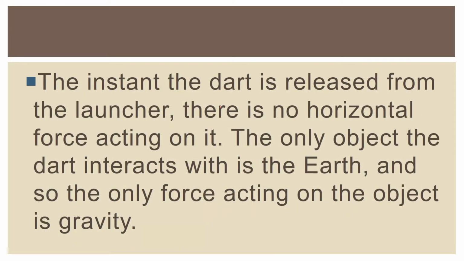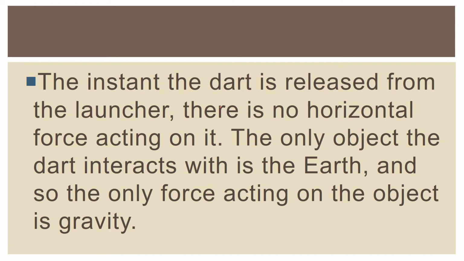The answer I wrote here is the instant the dart is released from the launcher, there is no horizontal force acting on it. The only object the dart interacts with is the Earth. And so the only force acting on the object is gravity. That's it. When a projectile is airborne and it is not actually touching any objects, the only thing it is interacting with is the Earth. There is no dart force, as is indicated by this diagram. That does not exist. There is a normal force exerted by the launcher. When it hits the ground, there would be a normal force exerted by the ground, but in this case, those don't apply. And so the only force here is gravity. Take a second to pause this video here and write that down, adding any parts of this that may be missing from your own explanation. And when you hit play, we'll take a look at the scoring guide.